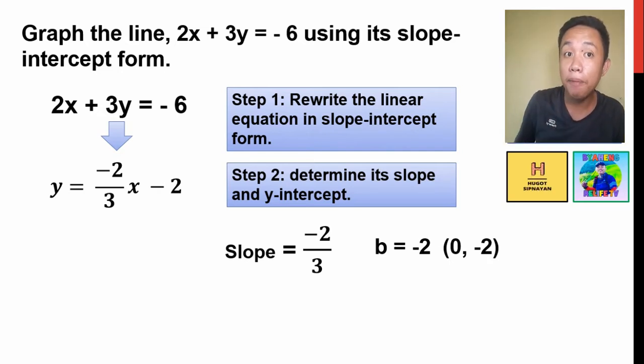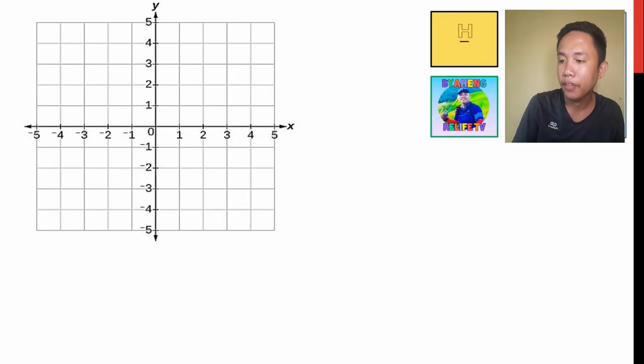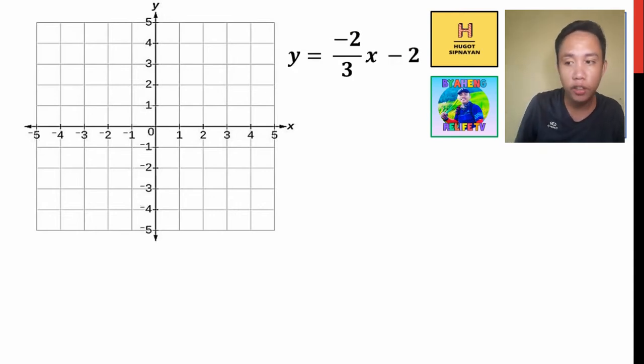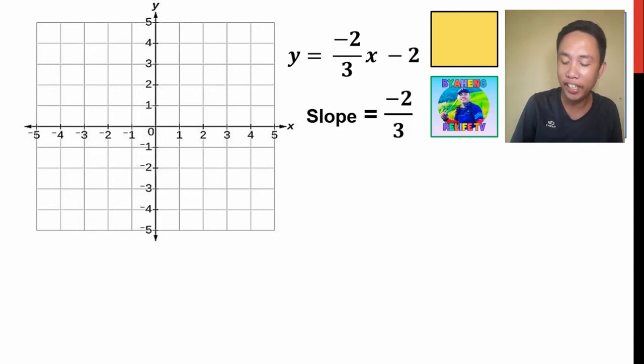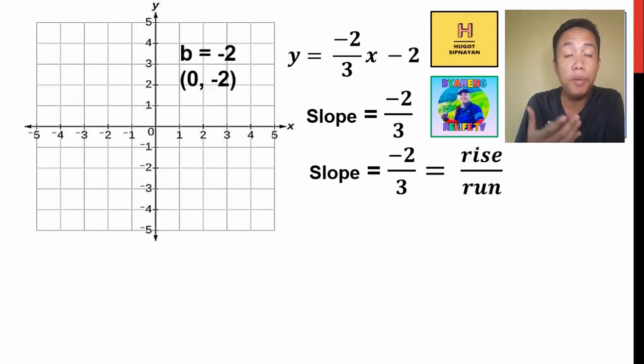Let us proceed sa pag-graph natin. So, we already have Cartesian plane. Let's have the equation y equals negative 2 over 3 x minus 2. We have the slope which is negative 2 over 3 and a y-intercept of negative 2. So, tandaan natin, guys, na ang slope ay rise over run. So, we have negative 2 over 3.